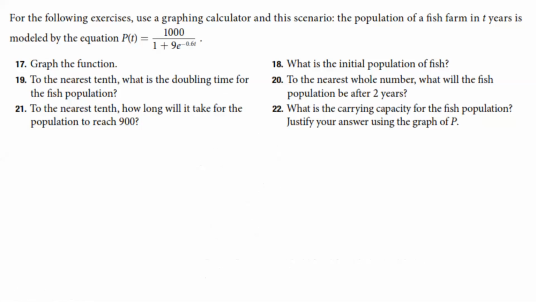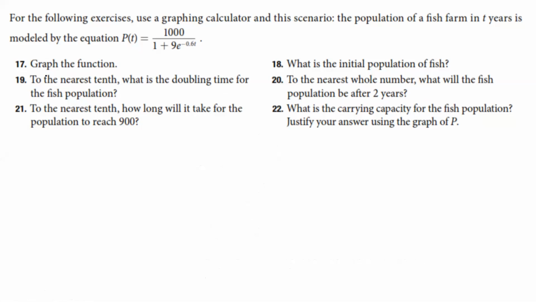Okay, so here we're going to look at another set of exercises, and it's going to just use one function that they give us, and we're going to answer these 6 questions. This is about the population of a fish farm in T years, modeled by the equation P of T equals 1,000 divided by 1 plus 9 e to the negative 0.6t, and we're using a calculator to do a lot of this work.